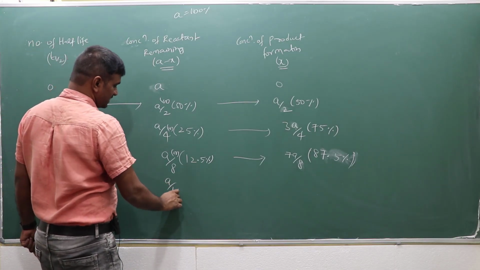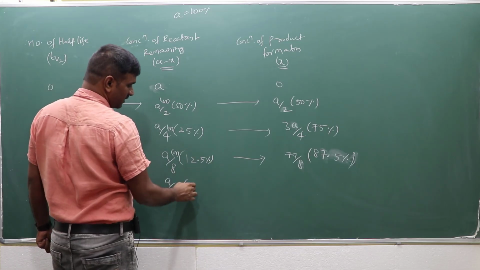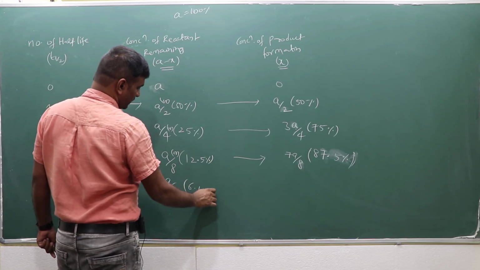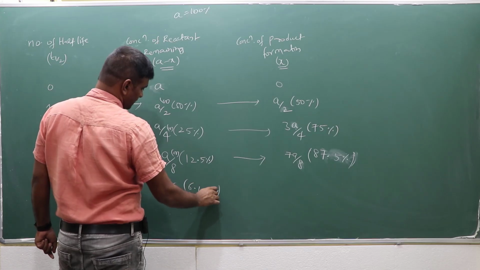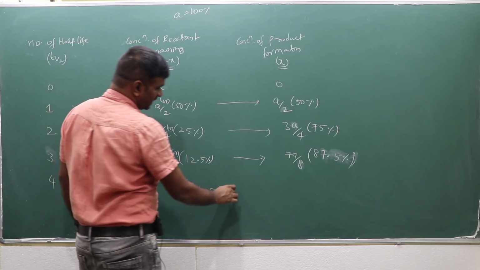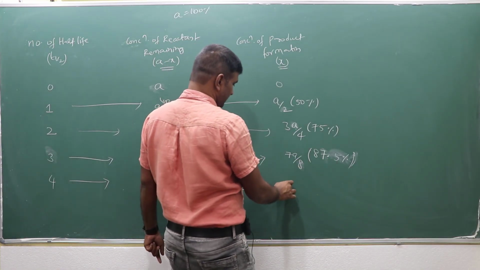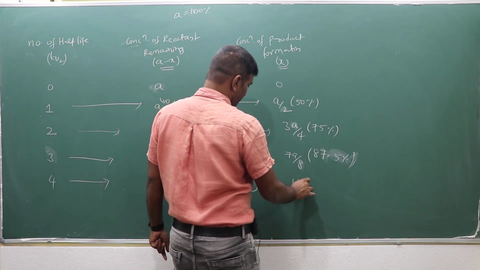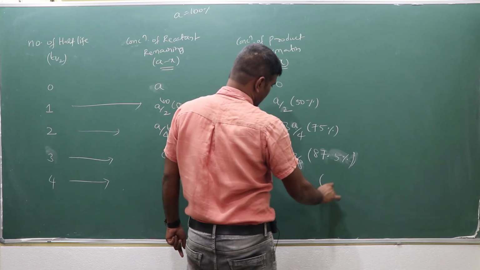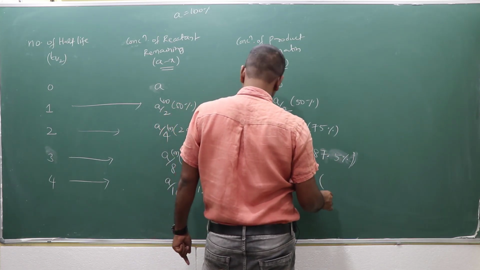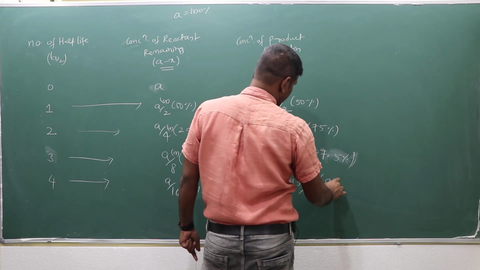A by 16 is left. That A by 16 means again half, that means 6.125%. So again this one is added to this 6.125. So in this case, how much is left? 15A by 16. How much here in this case? 6.125, you can add.